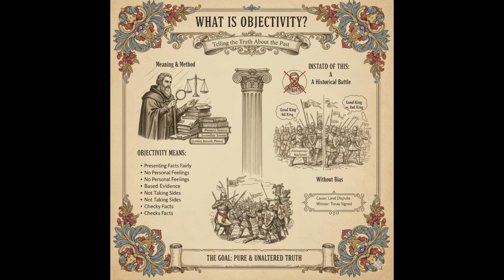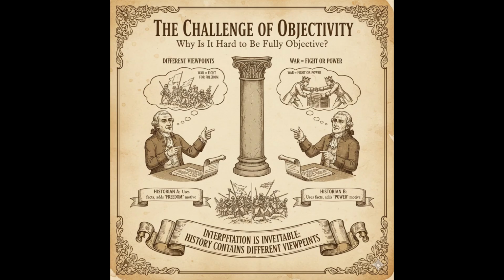Checking facts before writing. For example, if a battle happened in history, the historian should write how many people fought, what caused the battle, who won, and what happened afterward. They should not say someone was good or bad without proof. Why is it hard to be fully objective?